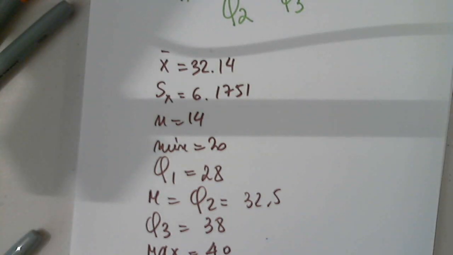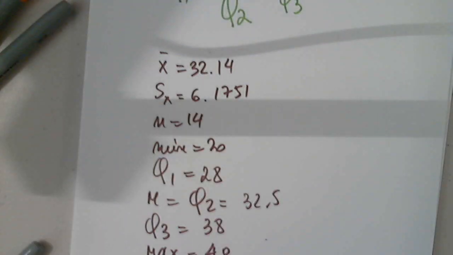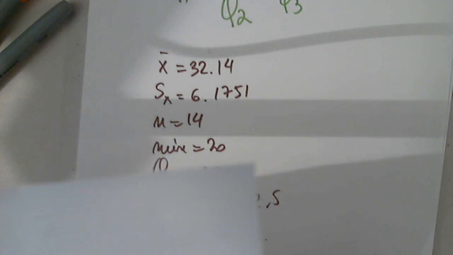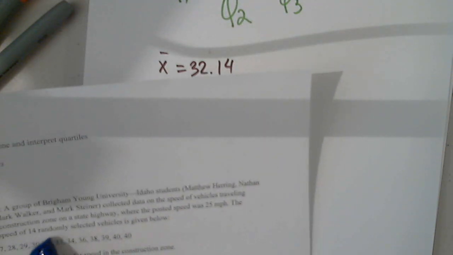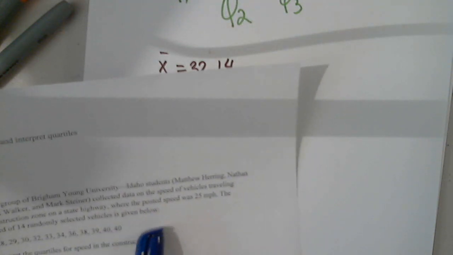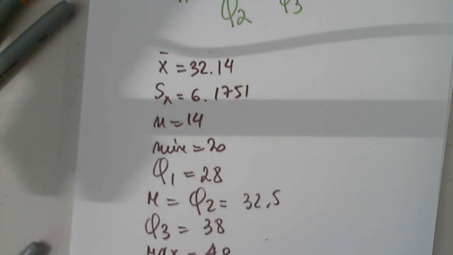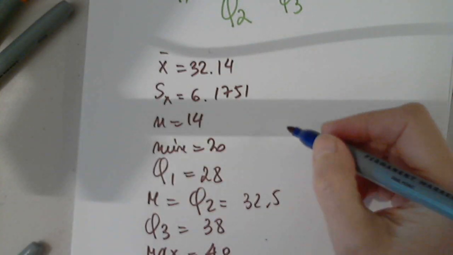So now we obtained all the information. Find and interpret now the quartiles. We collected data on the speed of vehicles traveling through a construction zone on a state highway where the posted speed was 25 miles an hour. The recorded speed of 14 randomly selected vehicles is given below. Good. So what does this mean?